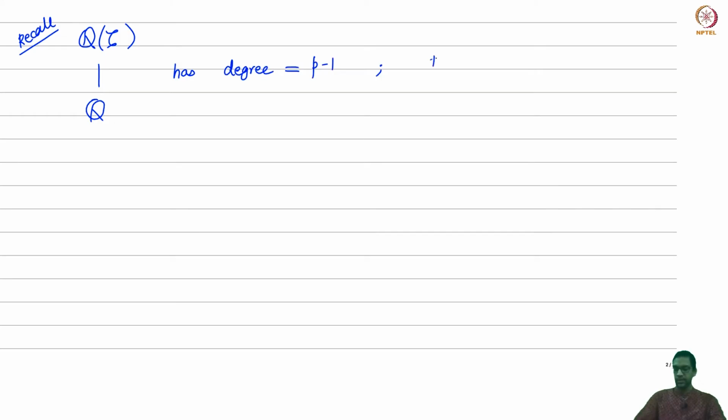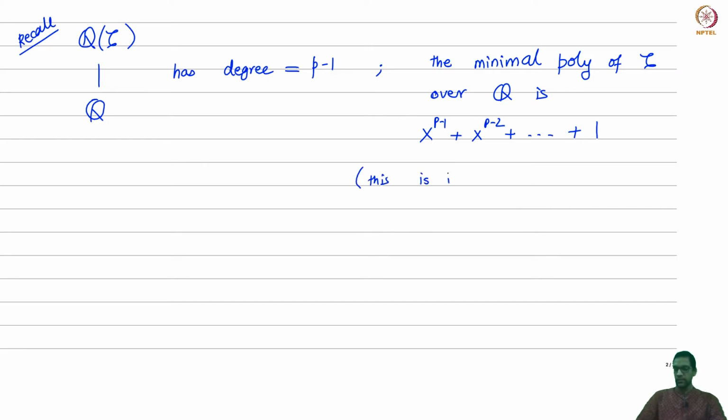And why was this? Because the minimal polynomial that zeta satisfies over Q is just the polynomial x to the p minus 1 plus x to the p minus 2 plus dot dot dot till 1. Recall that one showed that this was irreducible. So again, this is an irreducible polynomial in Q[x], and to establish this, one used this important thing called the Eisenstein criterion.